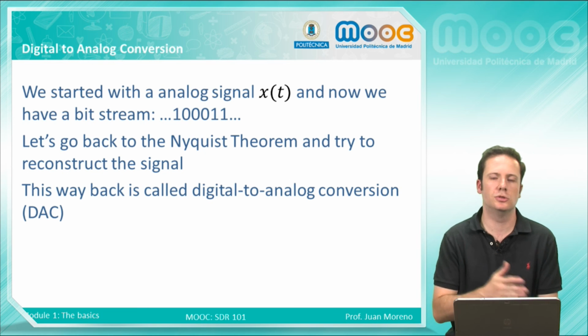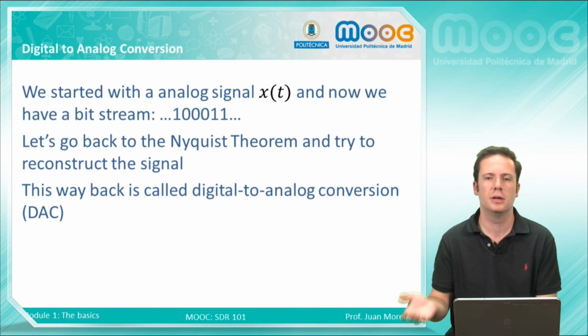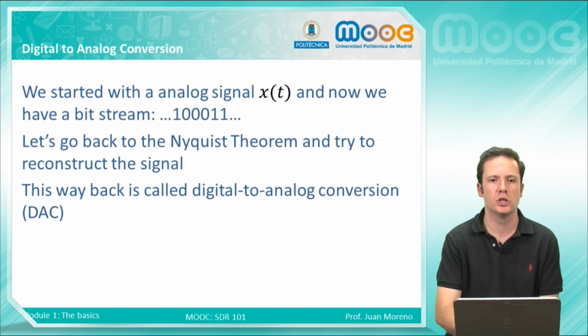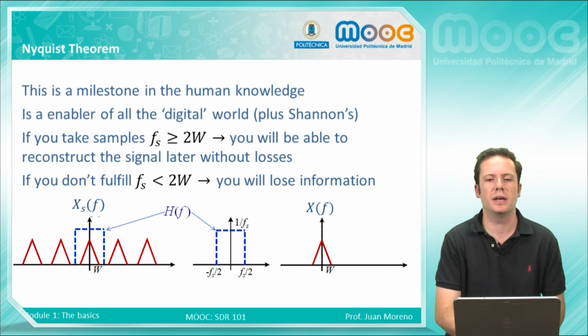We move from analog to digital, and now we want to do the opposite, to reconstruct the analog signal from the digital one. So we have a bit stream. We will need to find the analog signal. Going back to the Nyquist theorem, if you have a signal here and you have sampled it, now its spectrum is periodical. What you will need to do is to filter this signal. This is the mask of the spectrum. You will only take this part, so you will have this.